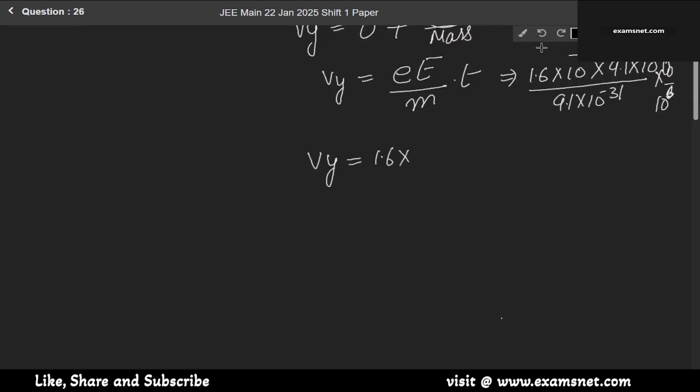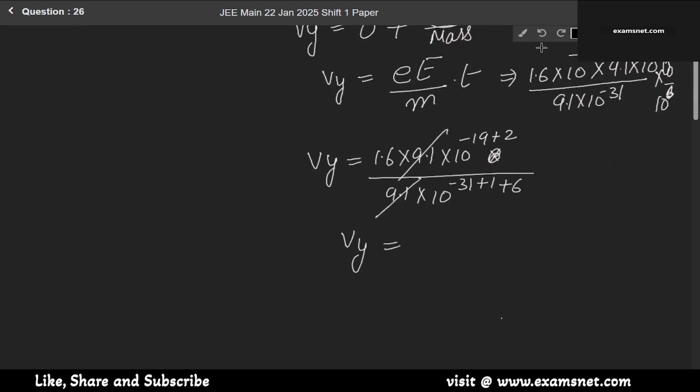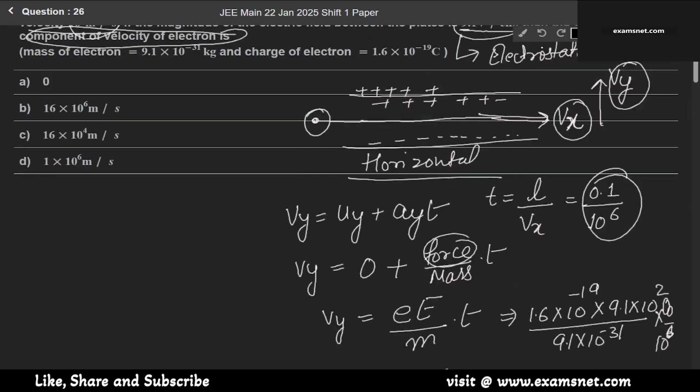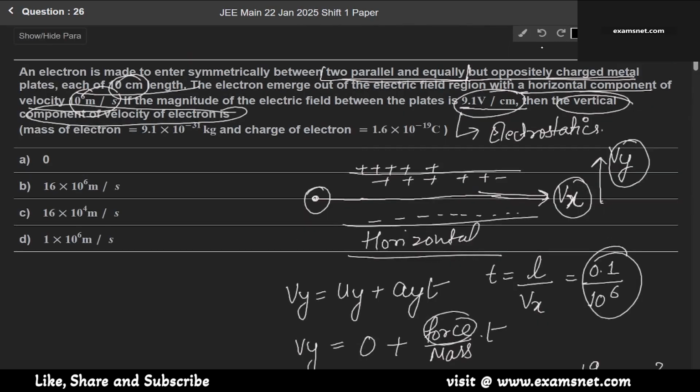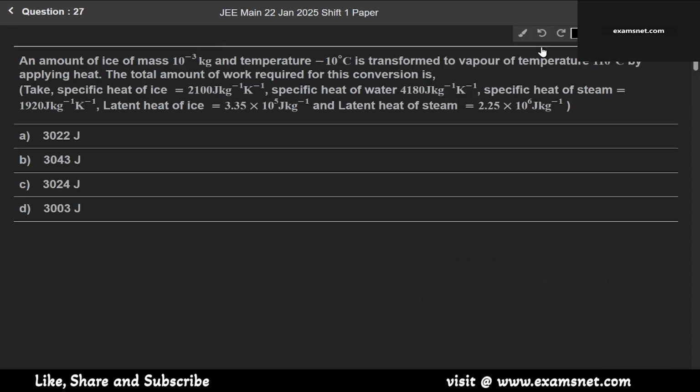Solving it, we get Vy equals 1.6 into 9.1 into 10 to the power minus 19 plus 2, into 0.1, over 9.1 into 10 to the power minus 31 plus 1 plus 6. The 9.1 cancels out and we get 1.6 into 10 to the power 7. So our correct answer is 1.6 into 10 to the power 7, which means 16 into 10 to the power 6 meter per second, so option B is the correct answer. Now moving on towards the next question.